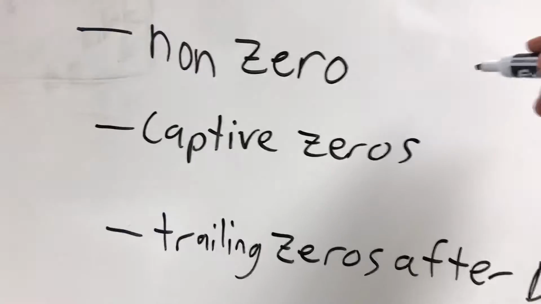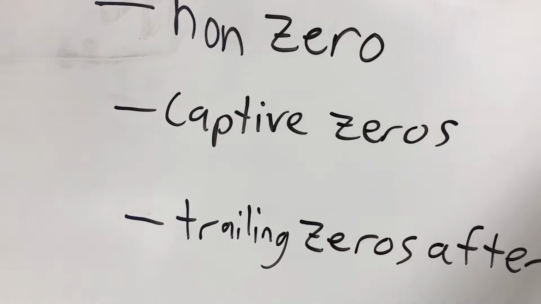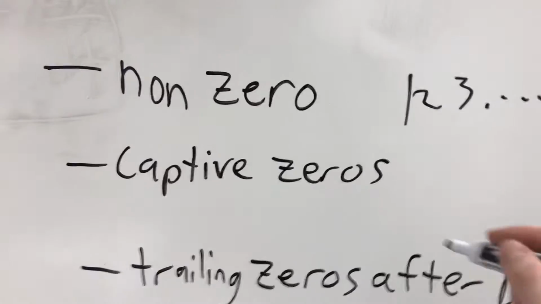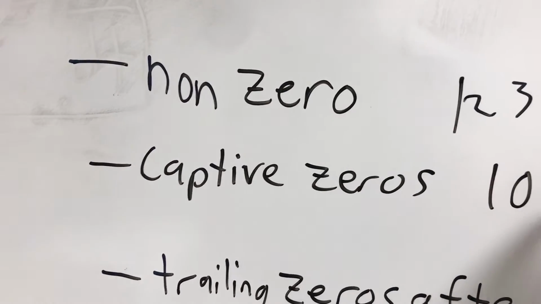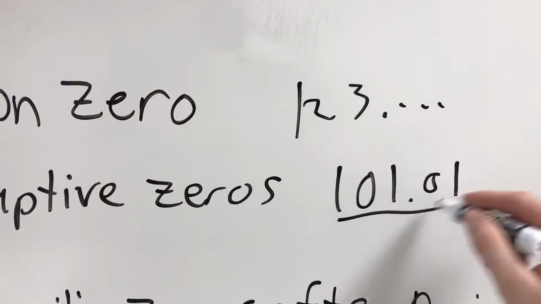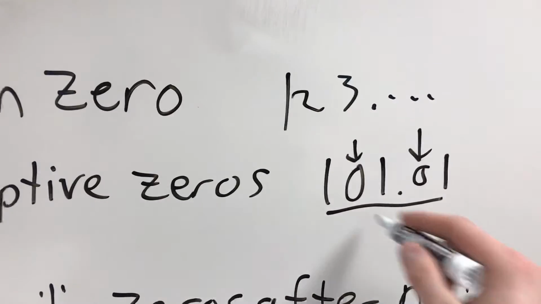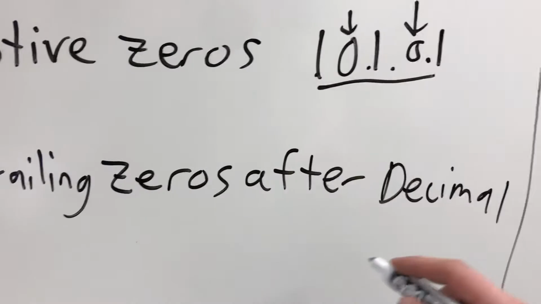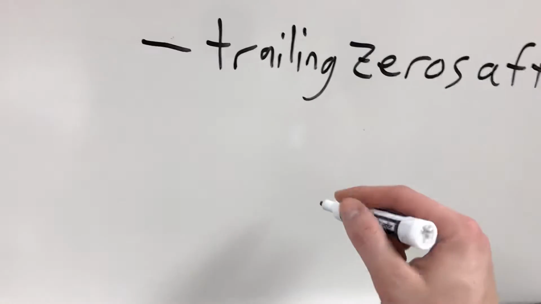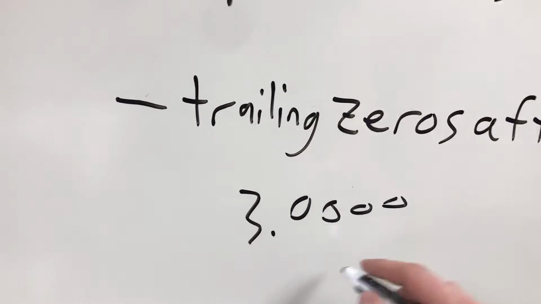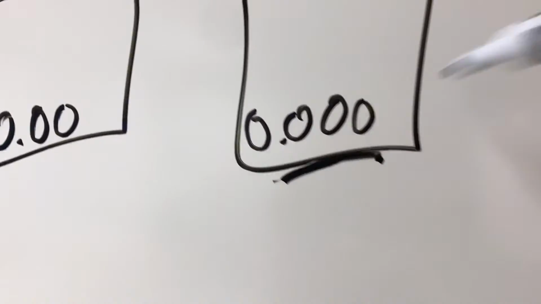So let's go over the rules. Non-zero numbers are all sig figs. So 1, 2, 3, and so on. Captive zeros, so like 101.01, speaking binary here. These are all sig figs, even these zeros, because they're captive in between non-zero numbers. Trailing zeros after a decimal. So this could be confusing. If I have 3.0000, all of these are sig figs, for a similar reason.